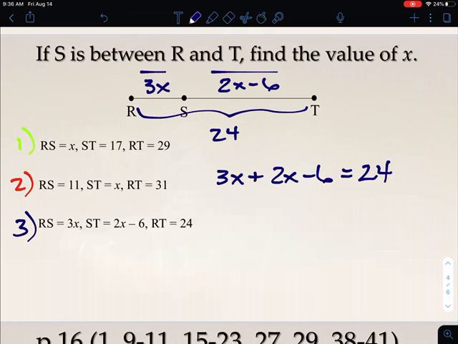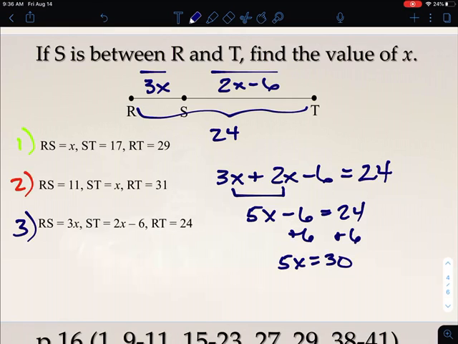Once I have my equation set up, I can go through and start to solve it. So the first thing we'd want to do is combine like terms. So 3x plus 2x is 5x, minus 6 equals 24. I want to get the 6 away, so I'm going to add 6 to both sides. So 5x equals 30. And then finally I can divide by 5, x would equal 6.